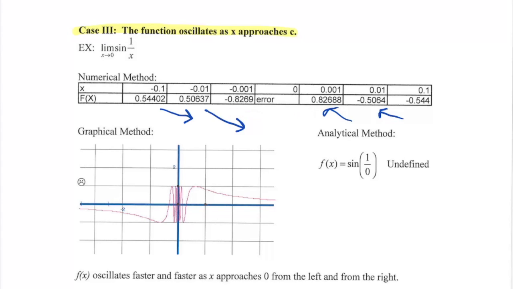But you can still tell that it's not going to approach the same thing from the left and right regardless. So even if you're not super sure it's oscillating, you can tell it's not going to approach a set value. And so in that case, we would still clearly be able to say that the limit does not exist. Okay? And I guess this is a better way to say it, that f of x oscillates faster and faster as x approaches 0. So that amount of change is going to get more and more extreme the closer to 0 that you get.